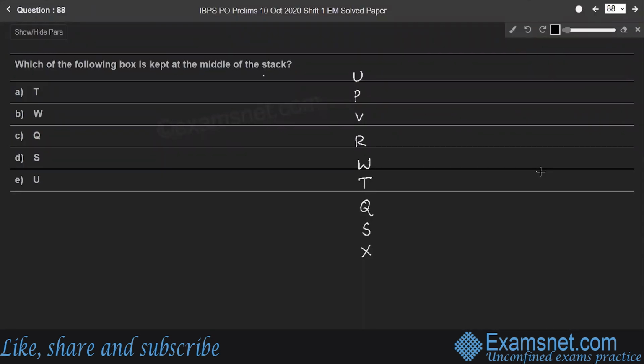Question 88. Which of the following boxes is kept at the middle of the stack? Here, there are 9 boxes in the given arrangement. Therefore, the 5th box will be the middle box in the stack. First, second, third, fourth, 5th box is W. Therefore, box W is kept at the middle of the stack. Option B is the right answer.